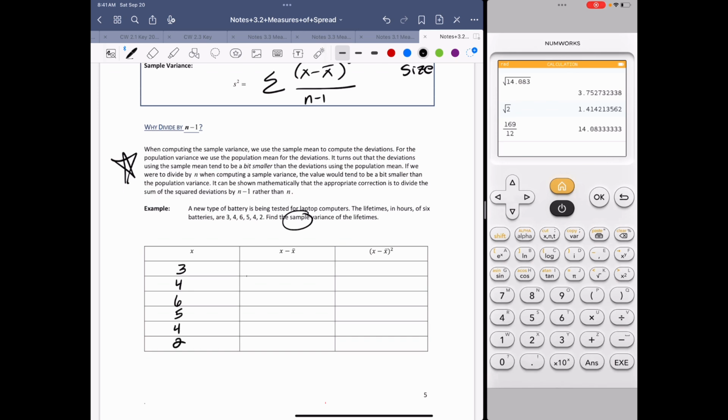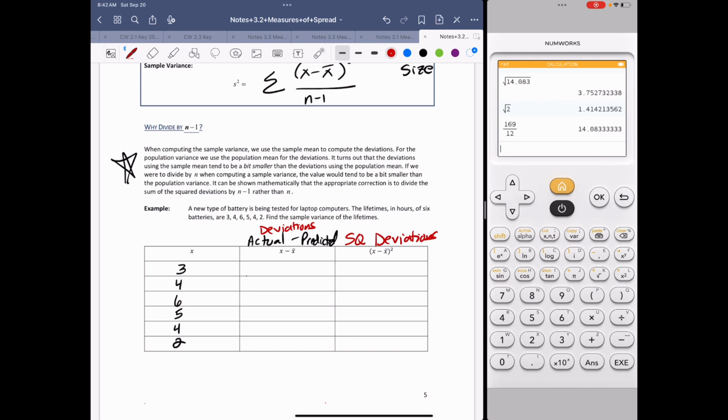In the second column, like what we did before, we're going to do actual minus predicted, or our deviations. And in the third column, just like we did before, we're going to do the squared deviations.